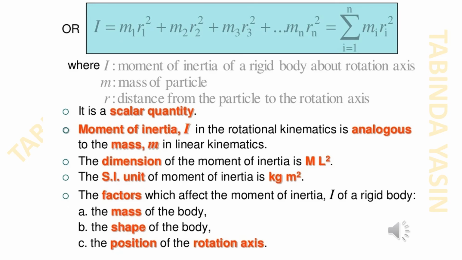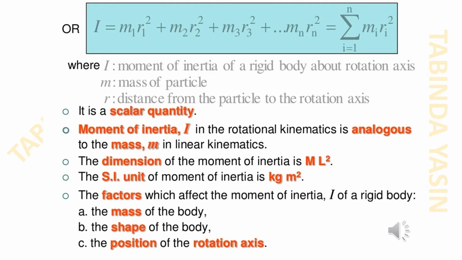For the moment of inertia of a number of particles in a rigid body, I is equal to m1 r1 square plus m2 r2 square plus m3 r3 square and so on to mn rn square, that is equal to the summation from i equals 1 to n of mi ri square, where I is the moment of inertia of a body about a rotational axis, m is the mass of the particle, and r is the distance from the particle to the rotational axis. It is a scalar quantity.